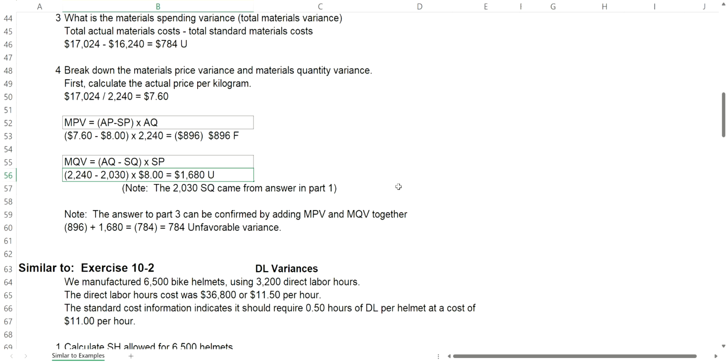A positive is unfavorable. Now remember in part 3, we got a total variance of 784. I can actually add the price variance, which is really a negative 896, plus the quantity variance of 1,680. And you'll notice that's what I did down here. That also, as a check figure, gives me 784. Thank you very much.